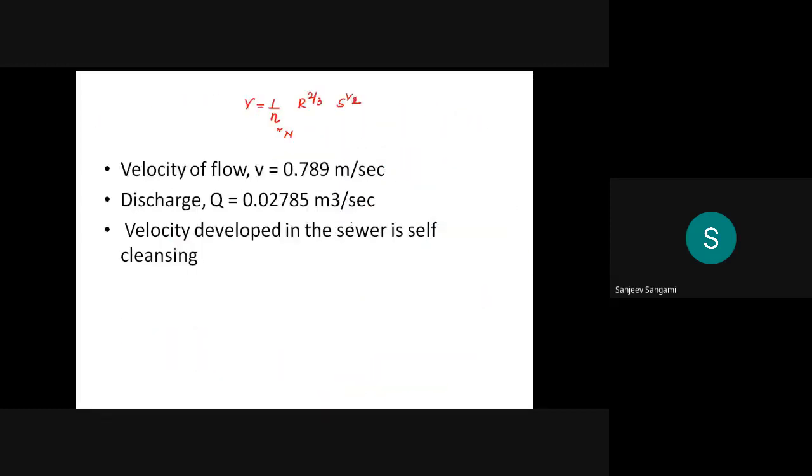When it is half full, of course, it won't make that much difference, but still, R is equal to A by P. When it is flowing half full, what will happen is pi d square by 4 divided by 2, then pi d divided by 2. Then this will be the same as d by 4 only.